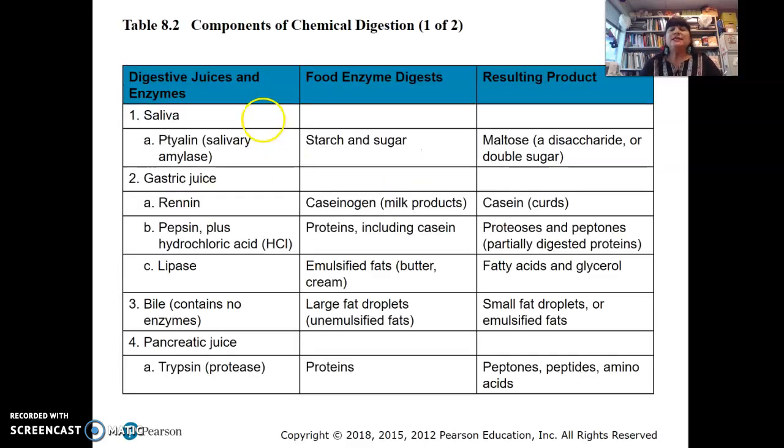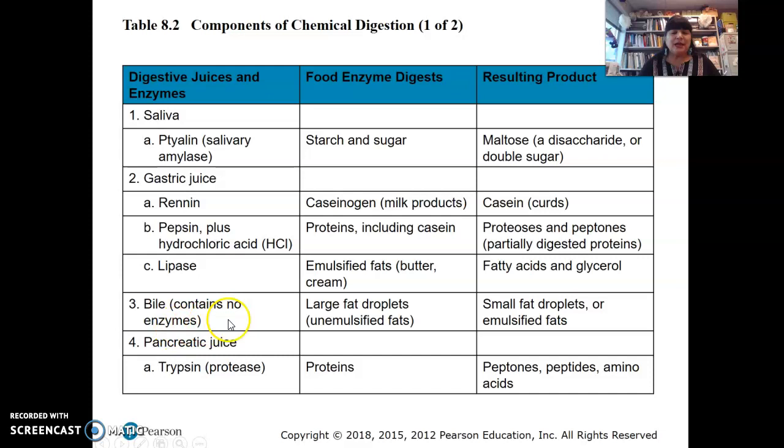So it says components of chemical digestion. Mechanical is the mastication and the churning, but how about the chemical? What are the enzymes that are being added on? So in saliva, there's the salivary amylase that breaks down starch, sugar. Here, the gastric juice, again, gastric, we're talking about the stomach. So the renin, right, for milk products, pepsin for proteins, lipase, starting to break down those fats.